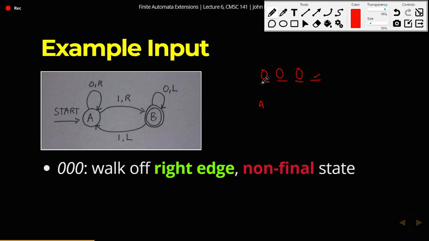So we have walked off the right edge of the input string, but we arrived at the non-final state. So we don't accept this one.